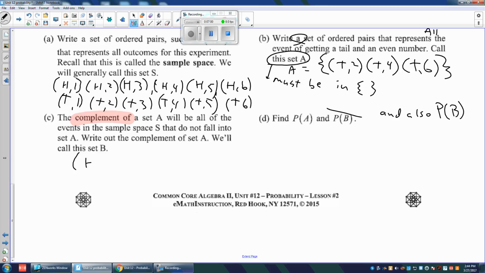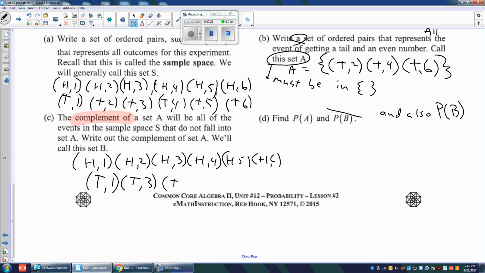All the heads. There aren't any heads. That's what's missing. And also the odd tails. I said odd tails. That's it. What is missing? That's the definition of complement. It completes the set.